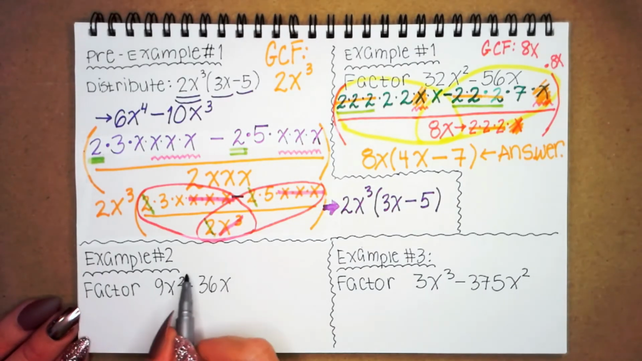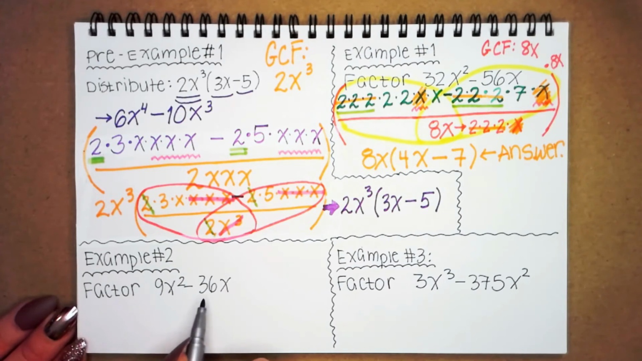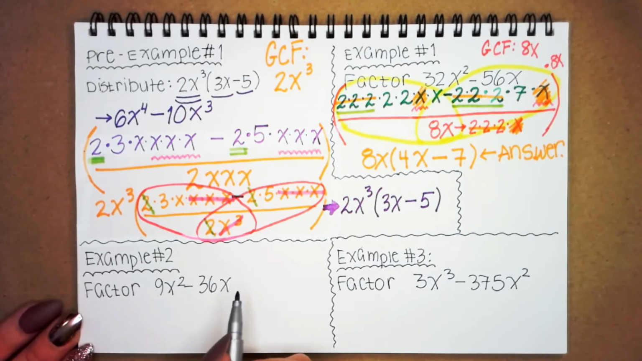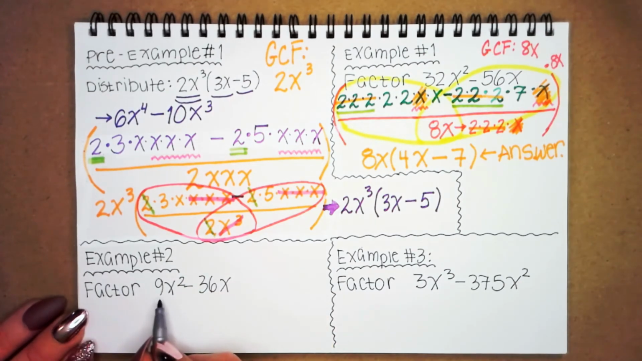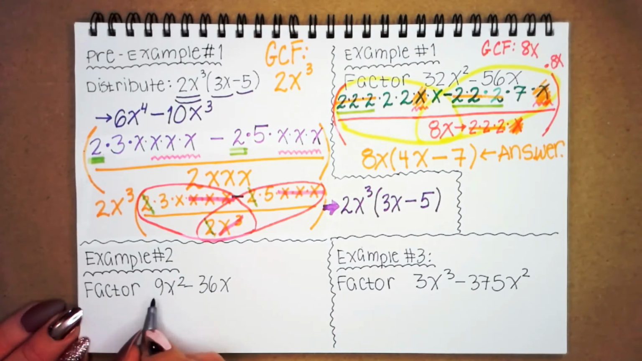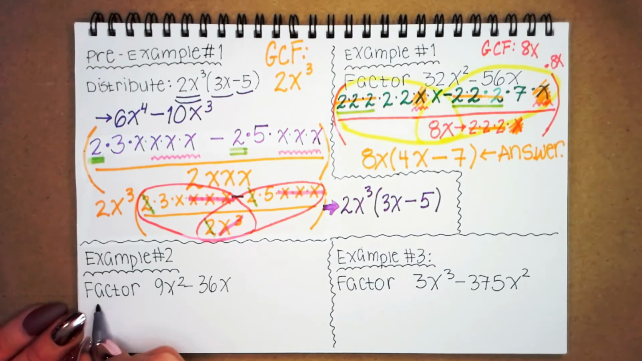Some of you, again, are going to immediately know what the greatest common factor is. However, I do want us to do a bit of practicing. So let's break down these numbers. What is the prime factorization of 9? The prime factorization of 9 is 3 times 3.